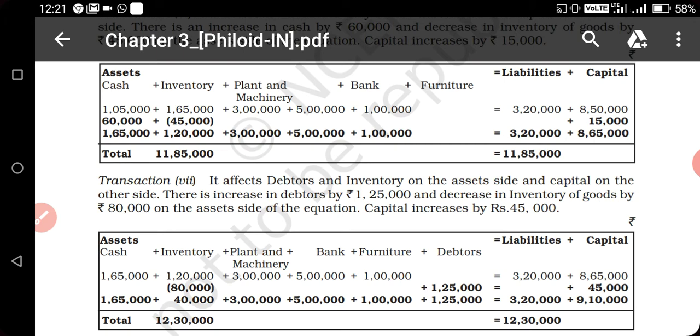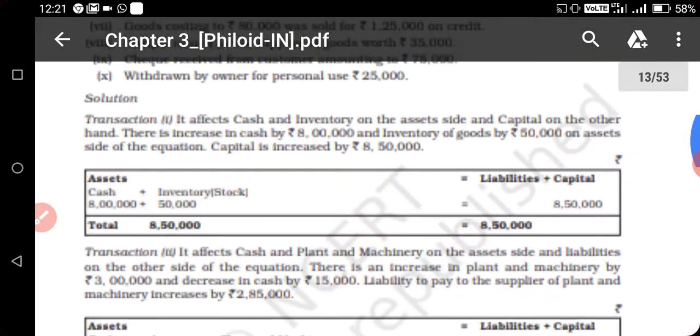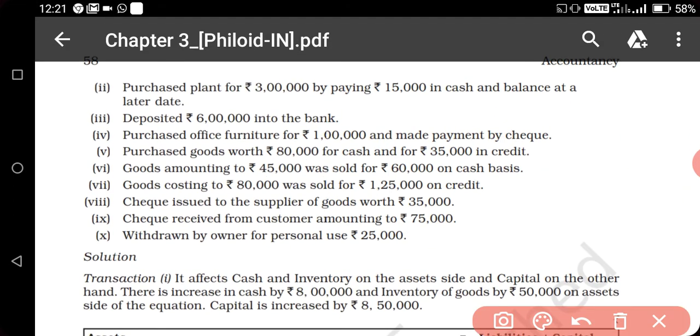Next we start the transaction number 7. Let's see what is the 7th transaction in this question. Transaction number 7 is this: goods costing rupees 80,000 were sold for rupees 1,25,000 on credit.